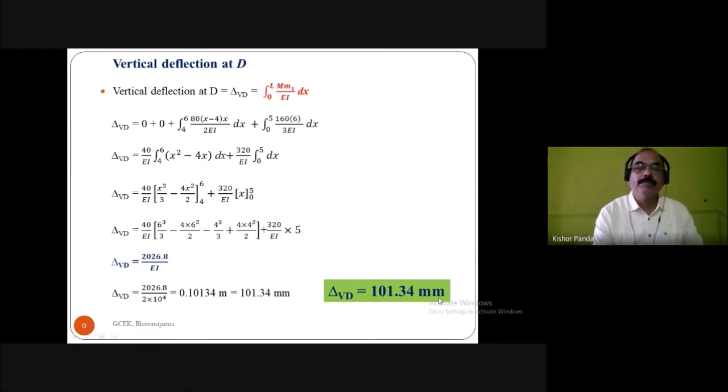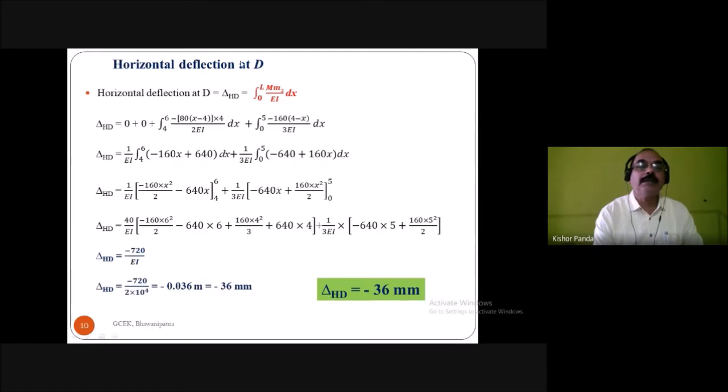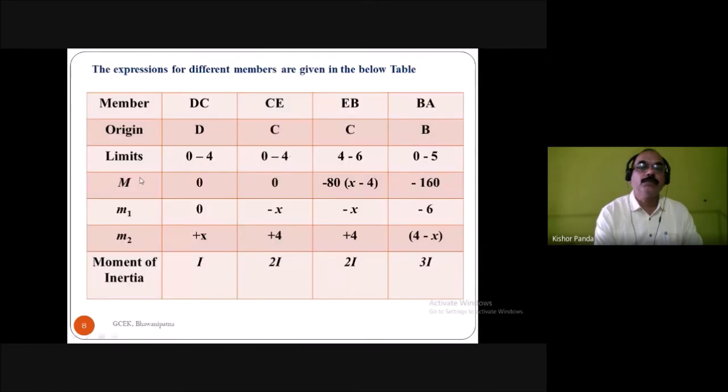Similarly, find out the horizontal deflection at D. For the horizontal deflection at D, you have to take delta Hd equal to the integration from 0 to L of capital M, small m2 by EI into dx. You have to take capital M and small m2 because this is the moment due to the unit horizontal force. So you have to take this moment here.